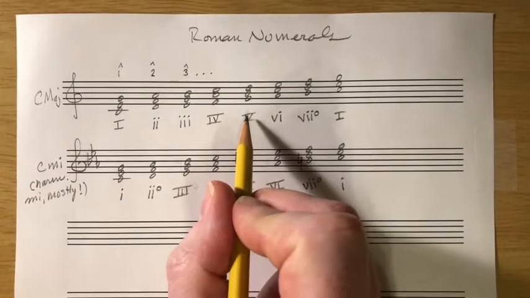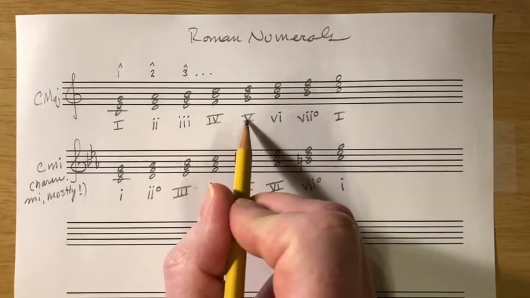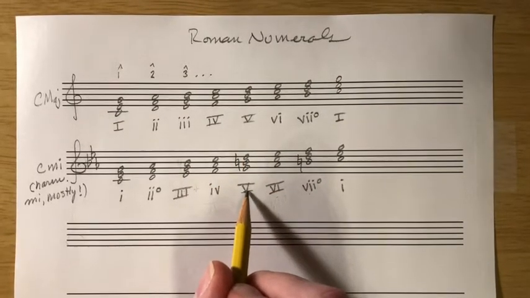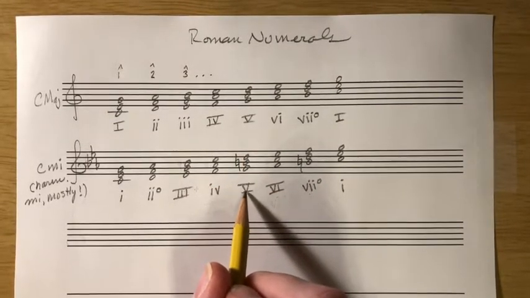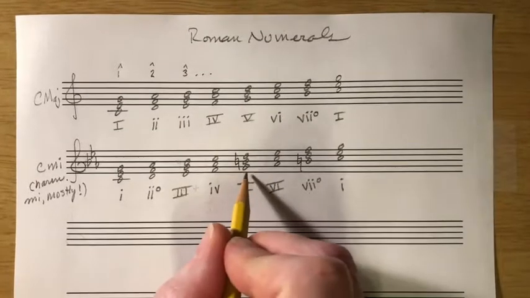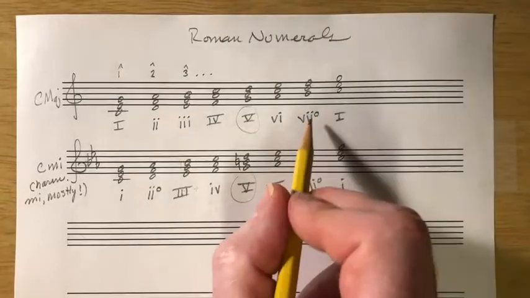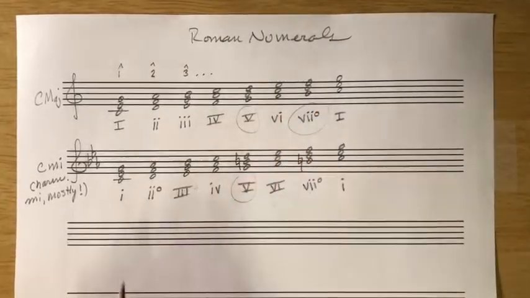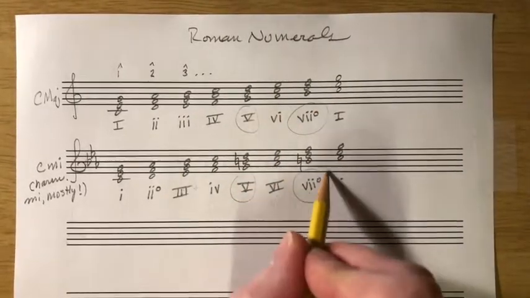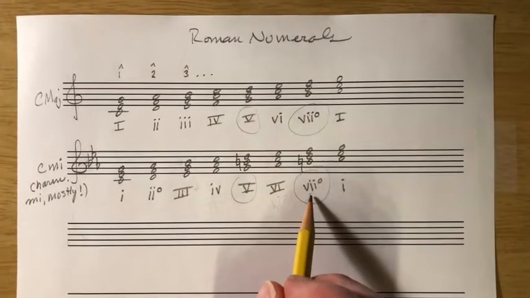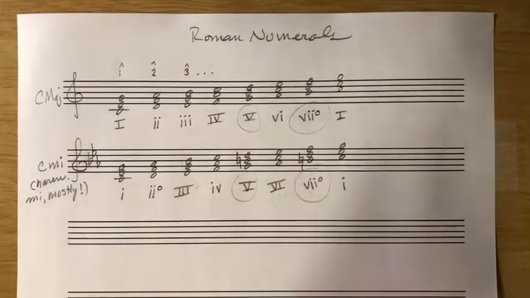We find that the 5 chord in the major version and in the minor set of chords is the same. So 5 and 5 are the same. And we have the diminished 7 triad here and here. Those two are the same from scale to scale. All the other ones are different.